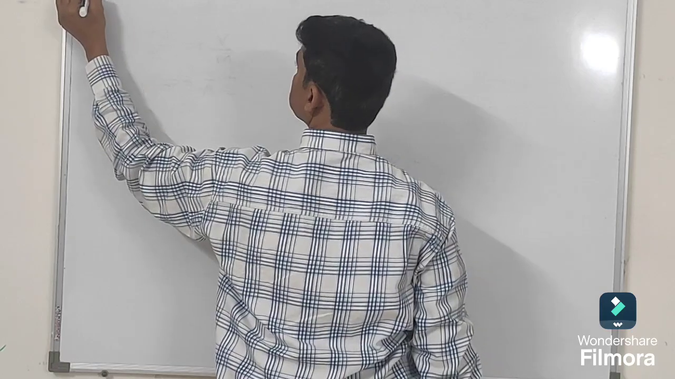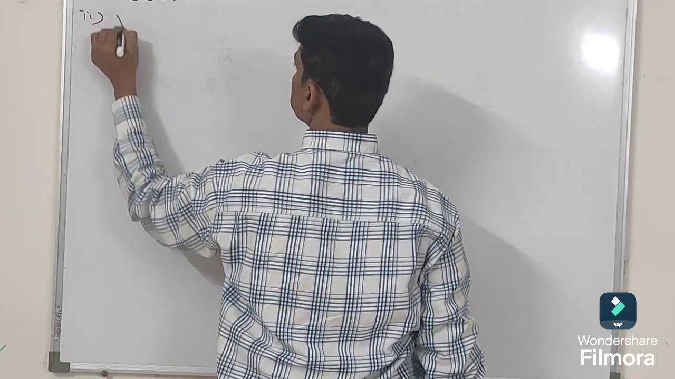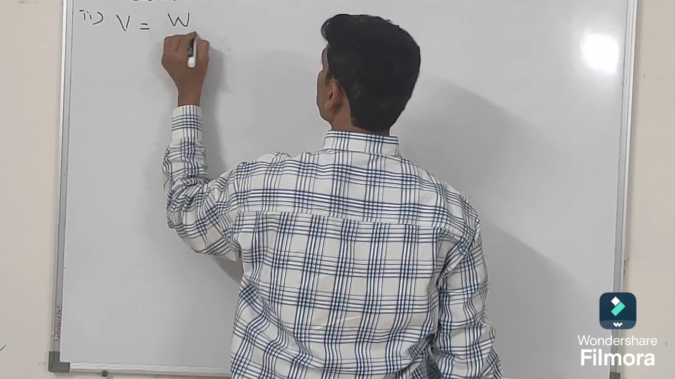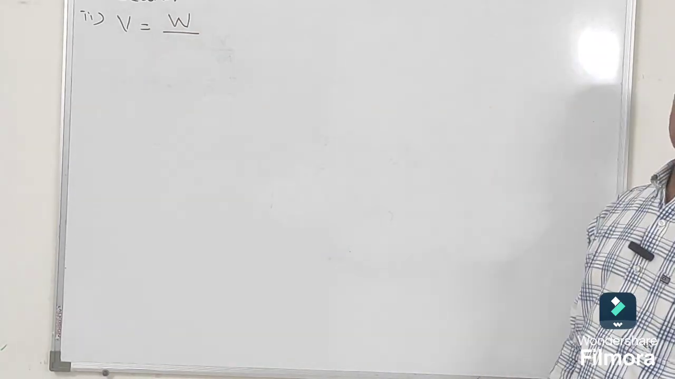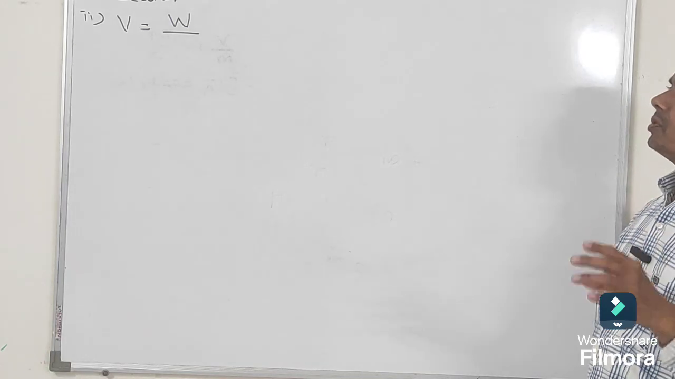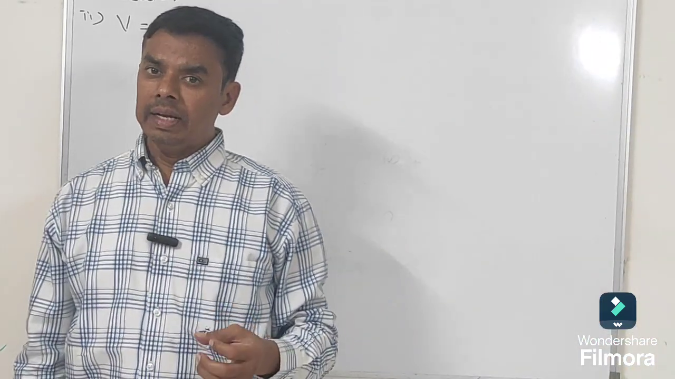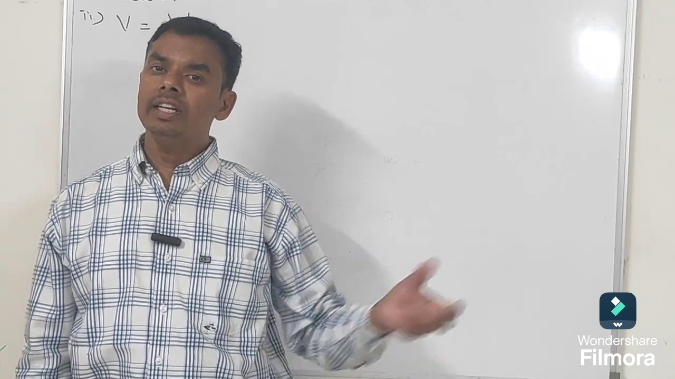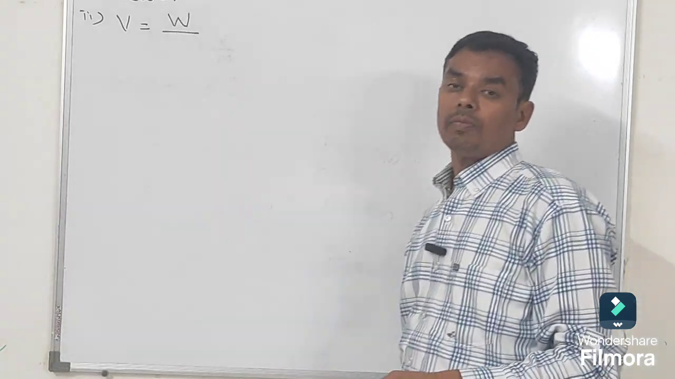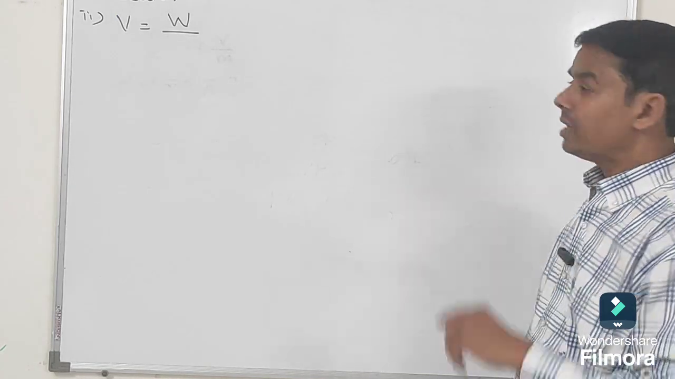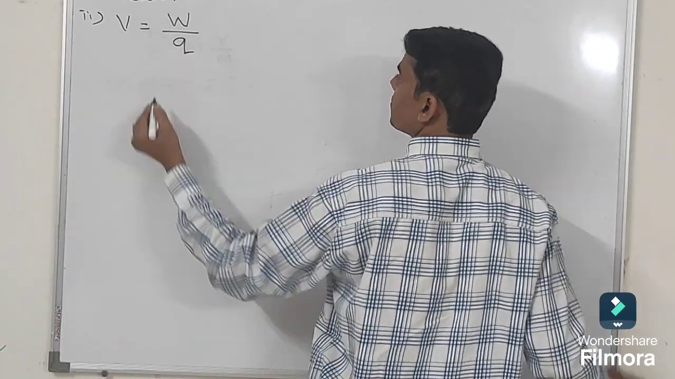Electric potential is a scalar quantity. Second, electric potential is defined as the work done in bringing a unit positive charge from infinity to that point. Suppose we are going to define electric potential at any point due to charge q, then it is defined as the work done in bringing a unit positive charge from infinity to that particular point where we are going to find electric potential. So electric potential is work upon charge.